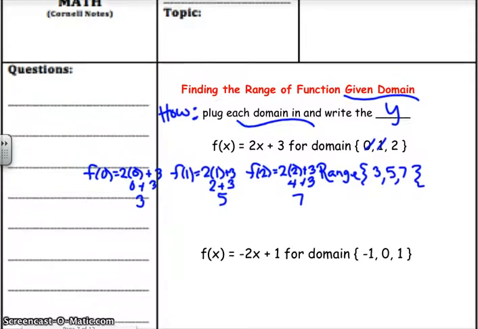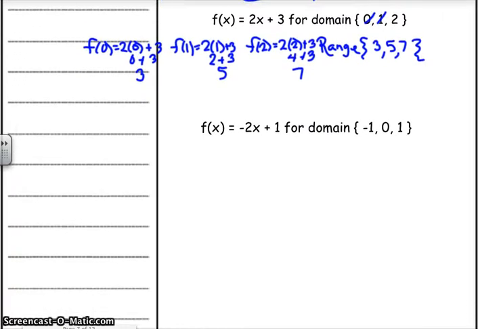Okay, the next one. My function of x is equal to negative 2x plus 1 for the 3 domains. I need to find my range. So what I usually do is write range and put my brackets because I need to figure out what they are. You could easily do it mentally in your head. Plug the negative 1. Negative 2 times negative 1 would be 2. 2 plus 1, 3. Plug it in your head. Negative 2 times 0 is 0, plus 1, 1.